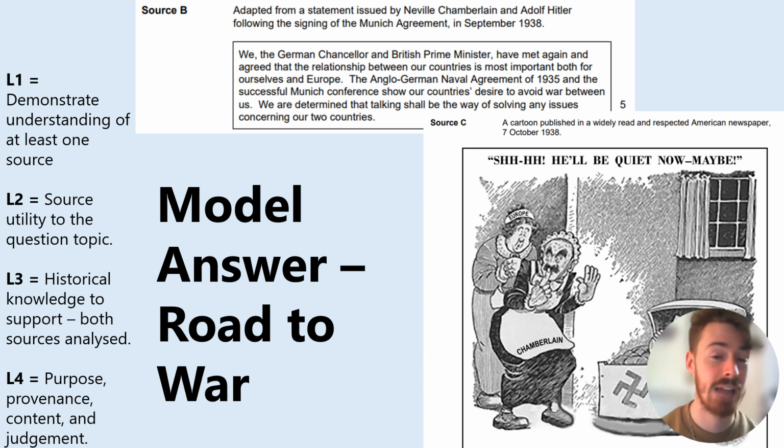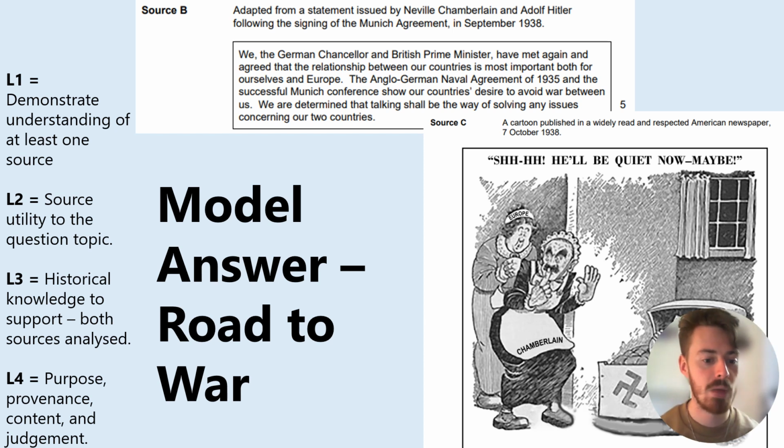They're watching this from the outside world. They are seeing that Hitler's getting away with stuff and there's no threat of war on them, so therefore they are not as worried about it. And all of this would come into your analysis of the two. But to make sure I've got my level 4, I need to think about the purpose, I need to think about both of them, which one is more useful to me.